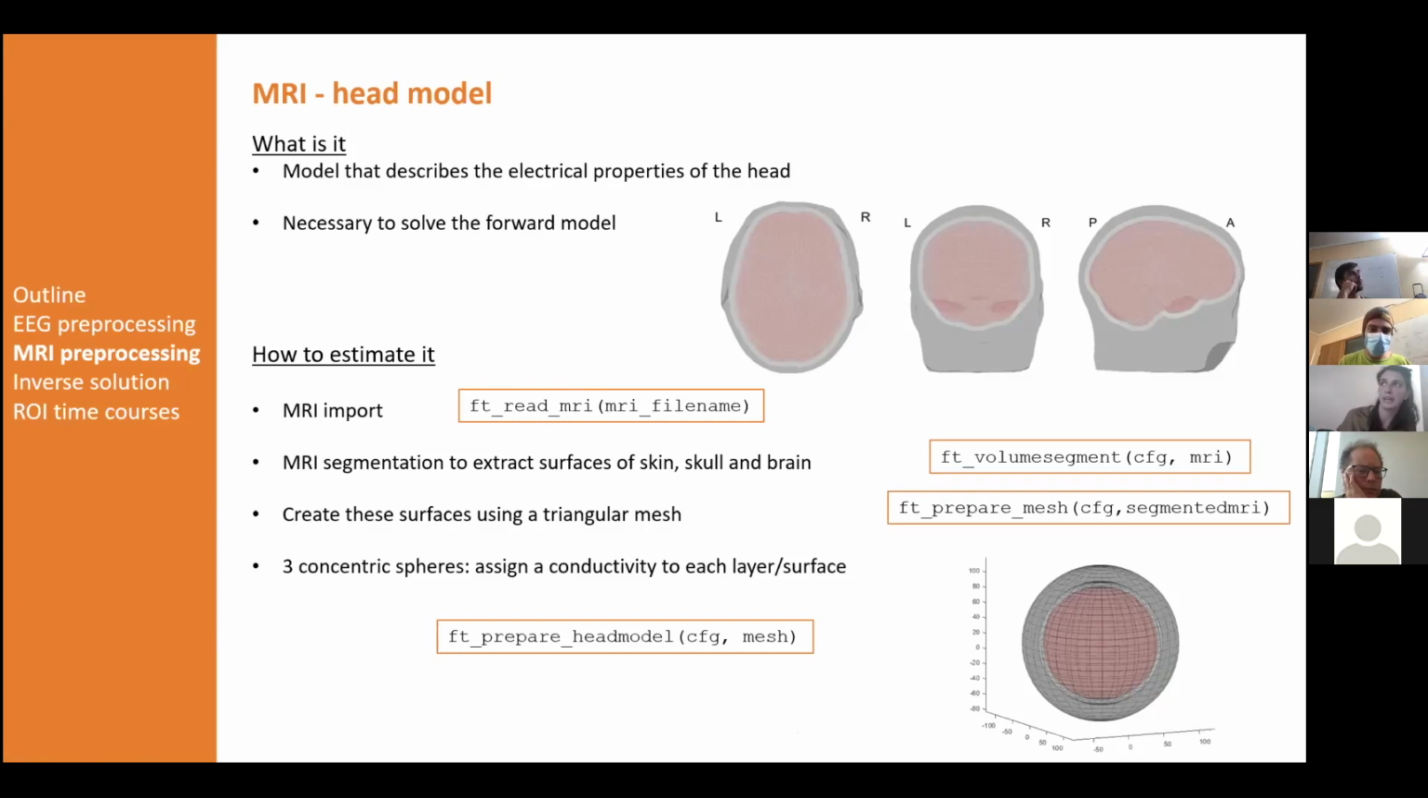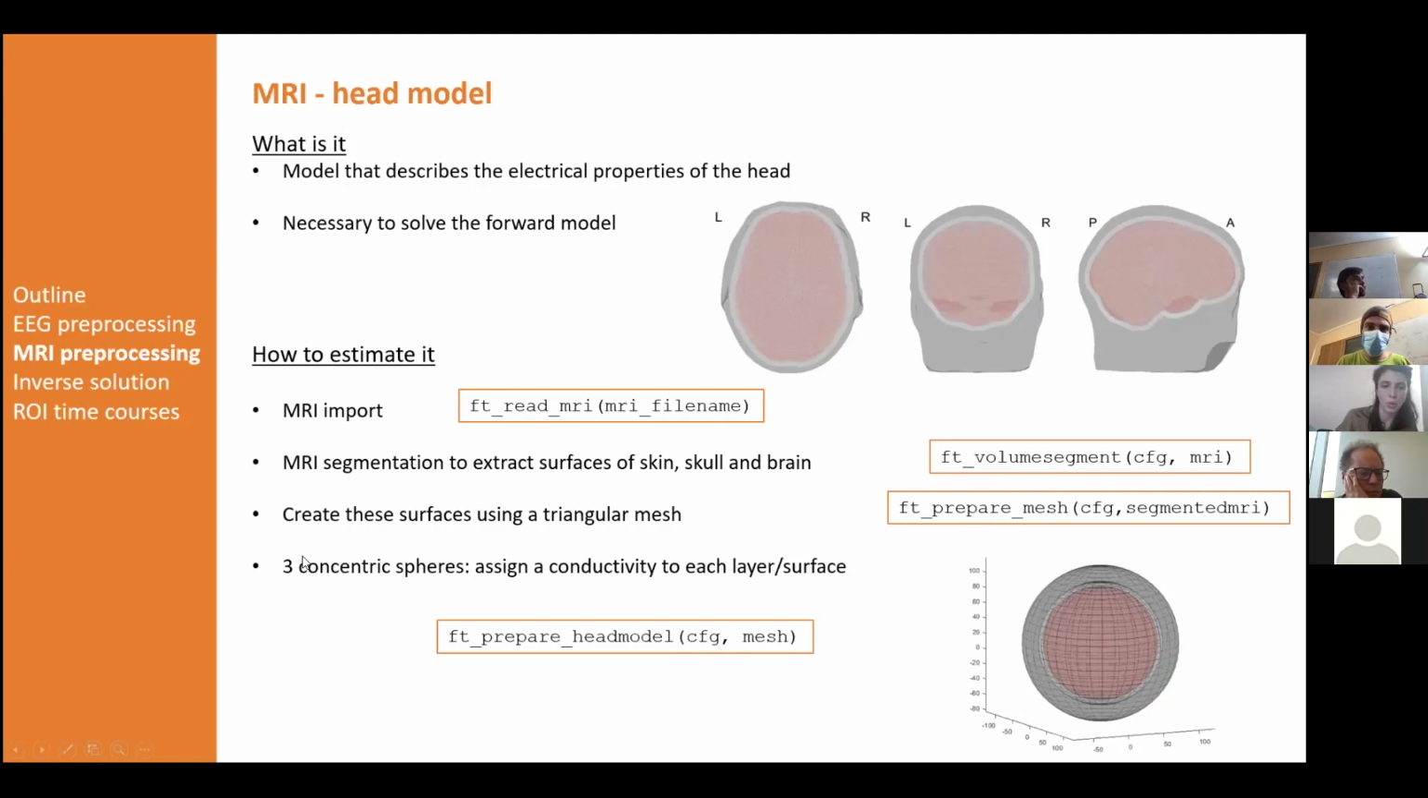In FieldTrip, we can estimate it starting, of course, from the structural MRI. First of all, we need to import the T1 with ft_read_mri. Then we segment the MRI to extract the surfaces of the skin, the skull, and the brain. More tissues are available in FieldTrip, but for us, these three were sufficient. And this can be done with ft_volumesegment. From these surfaces, we create 3 meshes using ft_prepare_mesh.